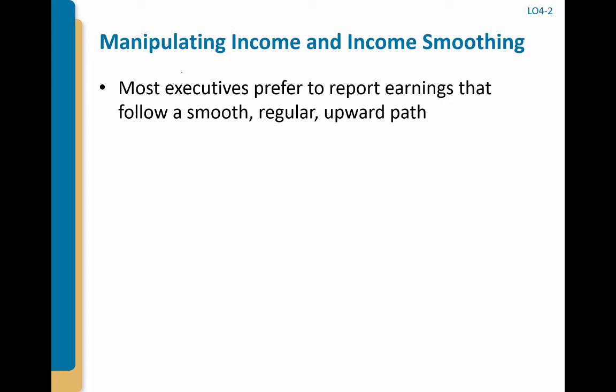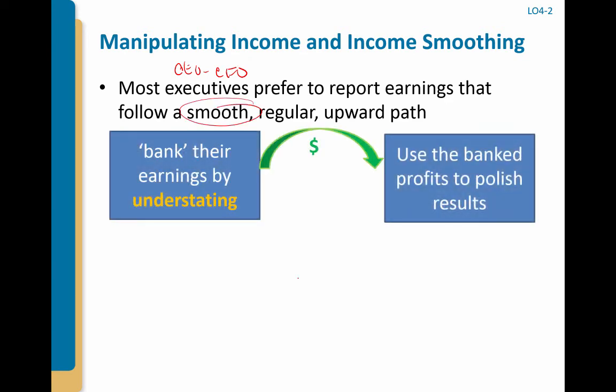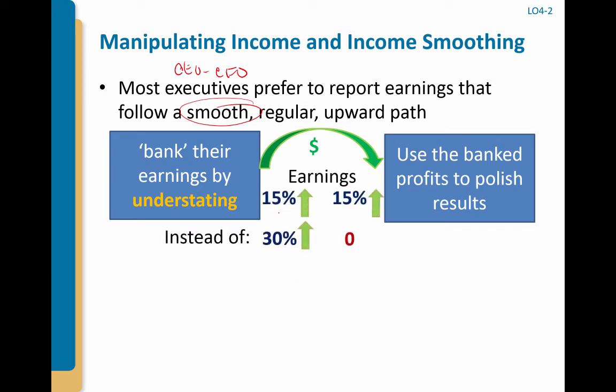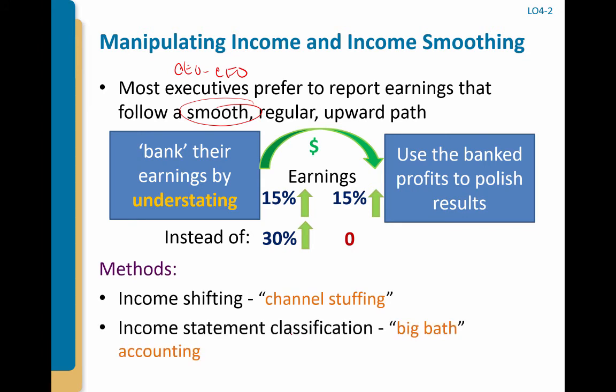Now, executives such as the CEOs and the CFOs, they're both responsible for this. They report earnings. They like to have a smooth, regular pattern. So basically, they want their earnings to be understood, and they want to make sure that everything works well. So if there's earnings of 15%, they want to say it's 30%.